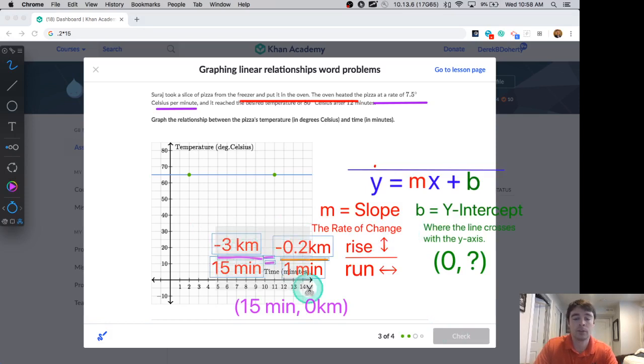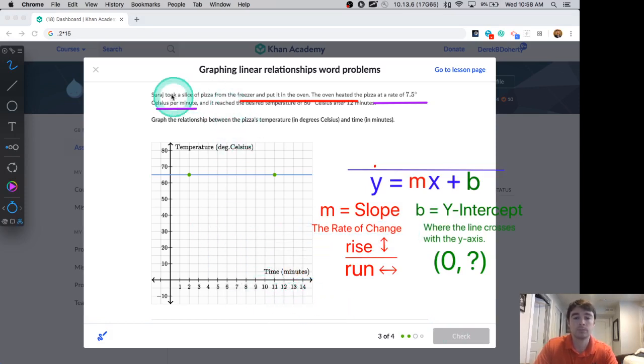Okay, for our last one that we're going to take a look at, one second to clean up some of the notes from the last problem, and we're good to go. So Siraj takes a slice of pizza from the freezer and puts it in the oven. The oven heated the pizza at a rate of 7.5 degrees Celsius per minute, and it reached the desired temperature of 80 degrees Celsius after 12 minutes. Graph the relationship, and to make the graph, the pizza's temperature is going to be on the y-axis, and the time that the pizza is being heated for in minutes is being measured on our x-axis.